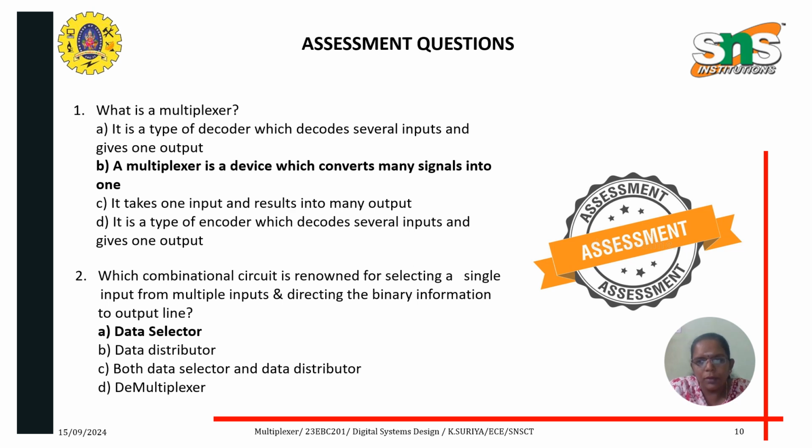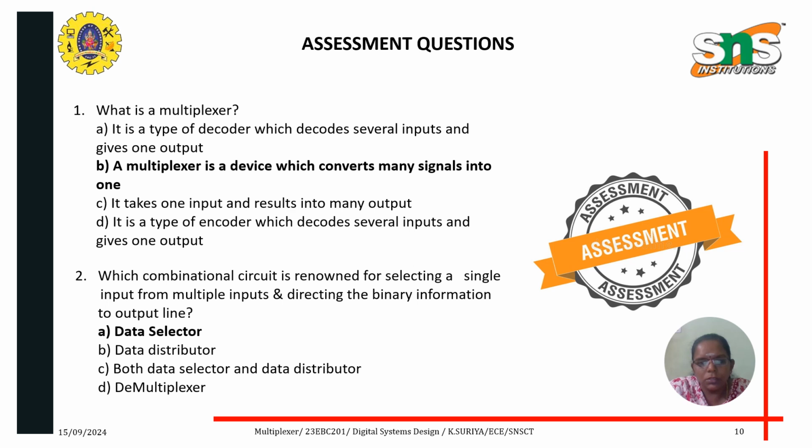Let us take a few assessment questions. First one is, what is a multiplexer? The options are, it is a type of decoder which decodes several inputs and gives one output. The next option is, a multiplexer is a device which converts many signals into one. Third option is, it takes one input and results into many outputs. Fourth option is, it's a type of encoder which decodes several inputs and gives one output. Yes, the answer is, a multiplexer is a device which converts many signals into one.